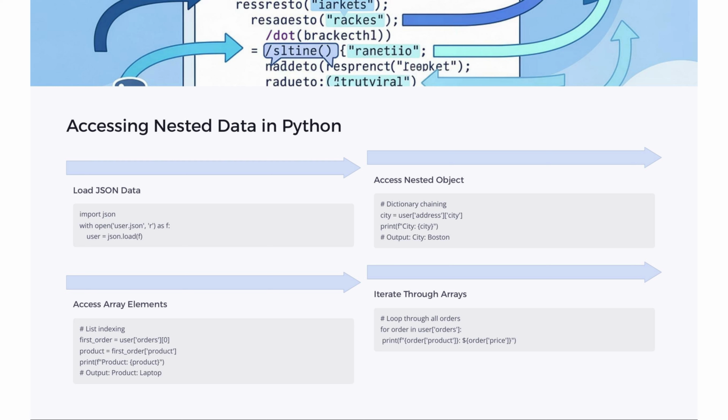To access nested JSON data in Python, load the data using json.load. Use dictionary chaining to access nested objects, like user address city for the city. For arrays, use list indexing, such as user orders zero, to get the first order. Loop through arrays to access each element, printing details like product and price.